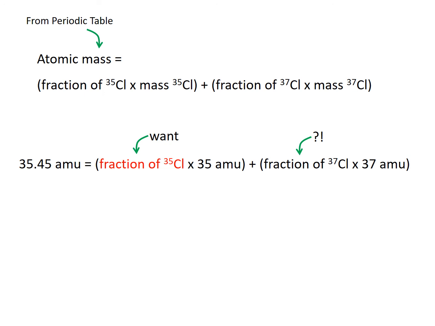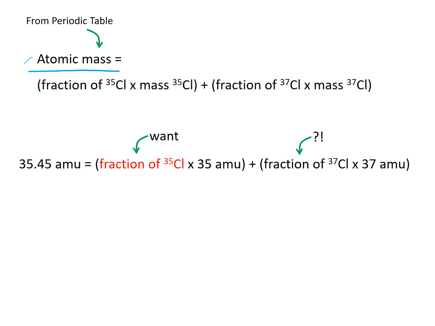Okay, so when we're calculating atomic masses and also fractions of abundance or masses, we use this equation, where we've got the atomic mass from the periodic table, which was given to us, and then the fraction or decimal of chlorine 35 times the mass of chlorine 35 plus the fraction of chlorine 37 times the mass of chlorine 37. Okay, so I've taken from the problem and I've added the information that we know.